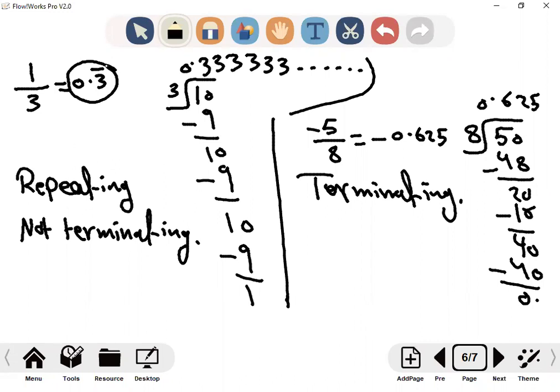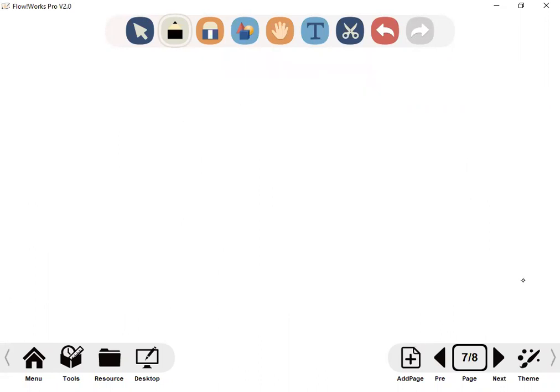We are on example 1 now, page 179. Example 1. Read, Muhammad Jundi. Write 1 over 40 as a decimal. Then it asks us to say terminating or not terminating. We have 1 over 40, right?